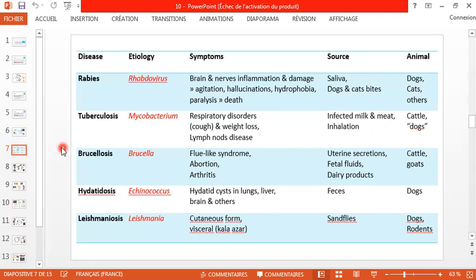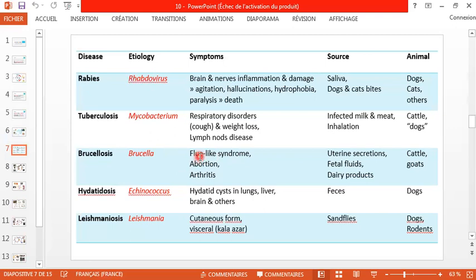The third case is brucellosis. Brucellosis is an infectious zoonotic disease caused by Brucella, which is a bacteria. This bacteria is going to attack two systems, the reproductive system and the skeletal system. The clinical signs, the first time, are going to be just like flu, okay, common grippe. We call it in French c'est un syndrome grippal.